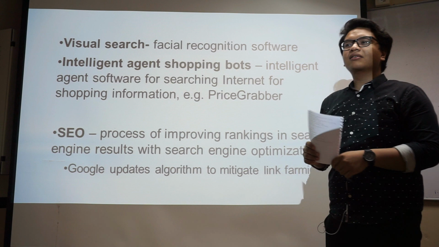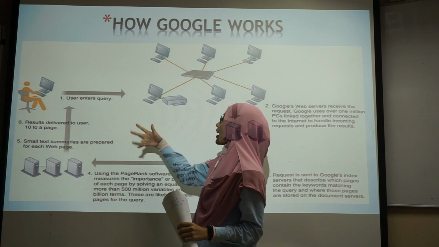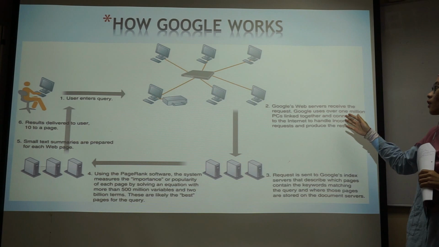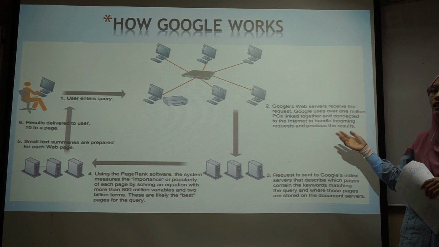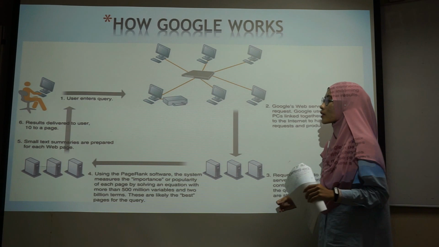Okay, I am Siti Nadia, so I'm going to explain how Google works. First, as a user, we enter the query, and second, the Google web servers receive the request, and they use over 1 million PCs linked together and connected to the internet to handle incoming requests and produce the result. Then the request is sent to Google's index servers that describe which pages contain the keywords we have entered. And the fourth step is using PageRank software.